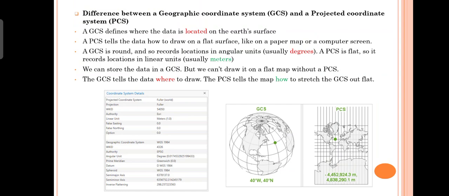Second picture is the picture of geographic coordinate system and projected coordinate system. Here we can see the units. GCS is in degree and PCS is in meter.